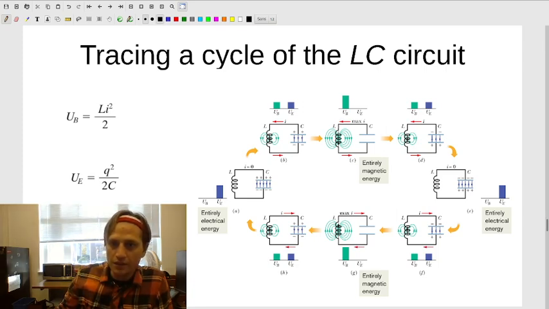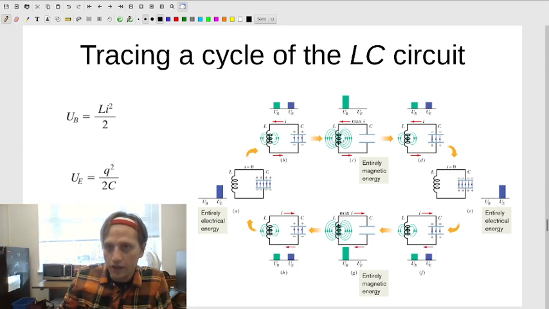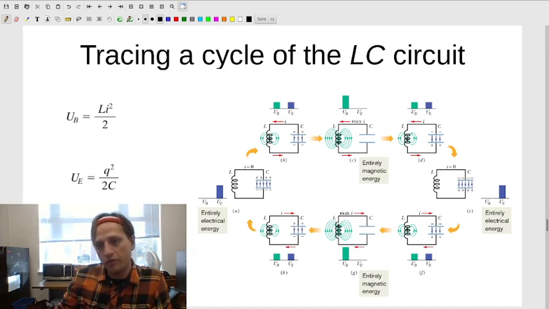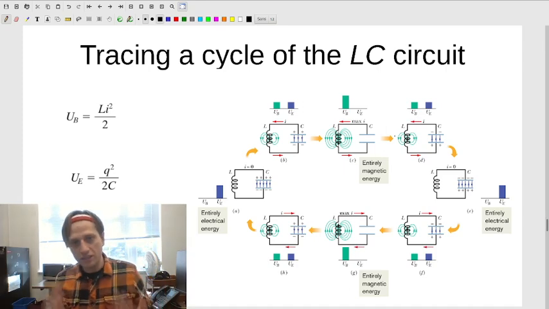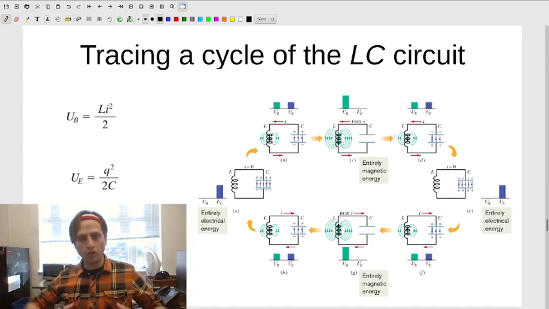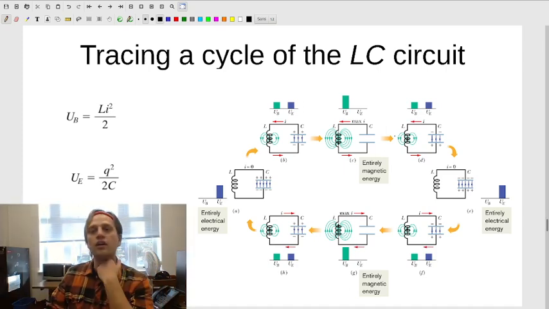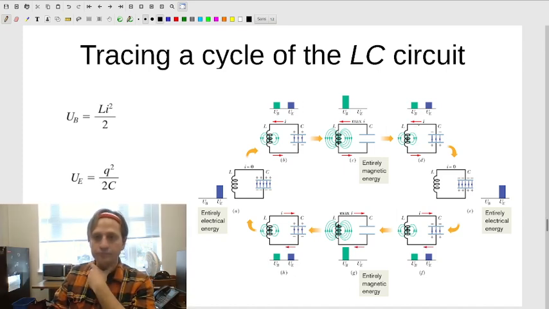Then, once we get some maximum current going through this, that's the point at which all of our energy is off of our capacitor and all of the energy is on the inductor. As the current continues to flow, why does it continue to flow? Remember that this is an inductor and it wants to keep the status quo. So once the current is flowing, it wants to keep it flowing according to Faraday's law.